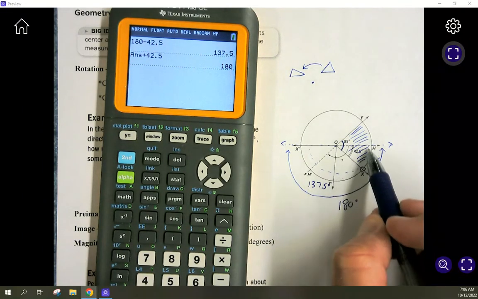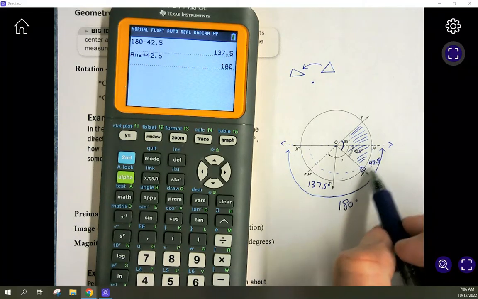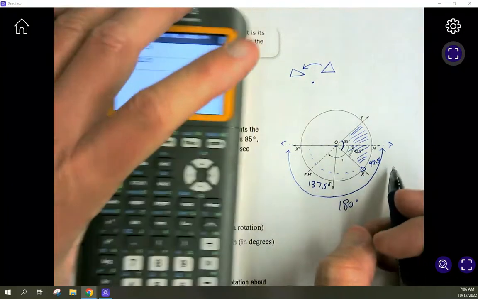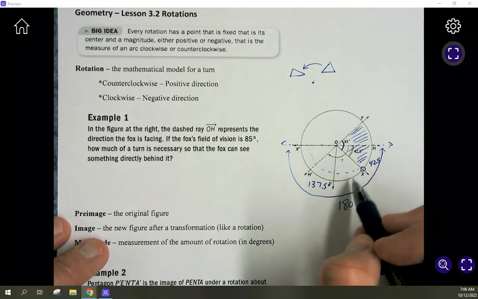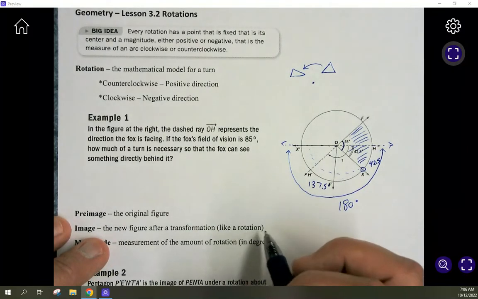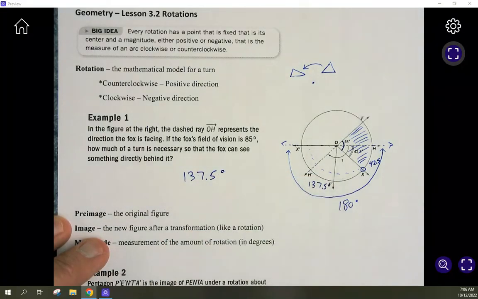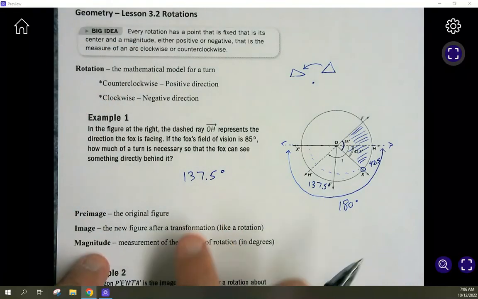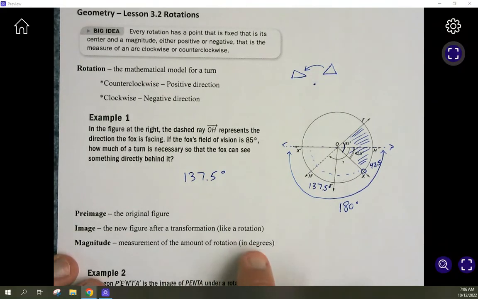So this piece and this piece, if you think of it like a pizza, have to add up to 180. We've already got the 42.5, so you take 180 minus 42.5, and that leaves you with this. So to answer the question, how many degrees would he need to turn his head so that his field of vision would now cover this? It would be 137.5 degrees. Okay, now this is called your magnitude. That's the measurement of the amount of rotation, and that's going to be in degrees.